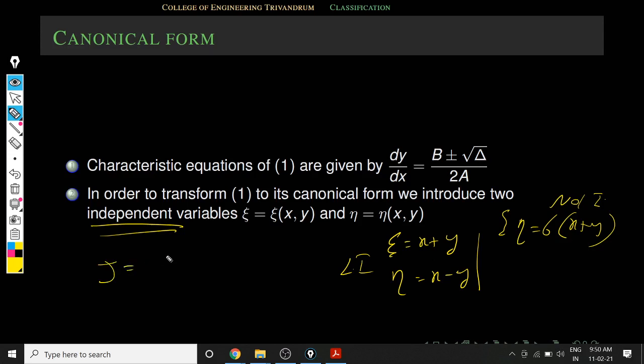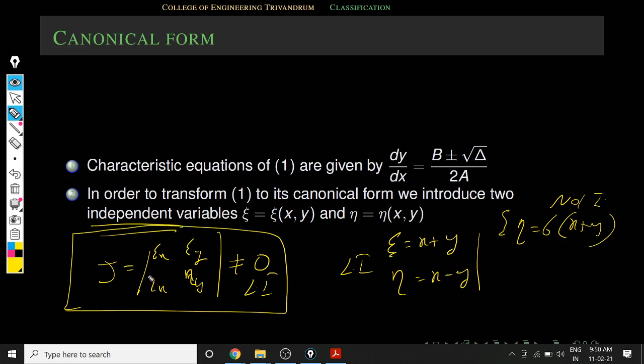Jacobian is like this: psi x, psi y, eta x, eta y, and check whether the determinant is not equal to 0, then linearly independent. If it is 0 throughout, then dependent. One way of checking whether they are independent or not is you just find the Jacobian. Jacobian means determinant of psi x, psi y, eta x, eta y, and check whether the determinant is not equal to 0. If the determinant is not equal to 0, then independent, otherwise dependent.